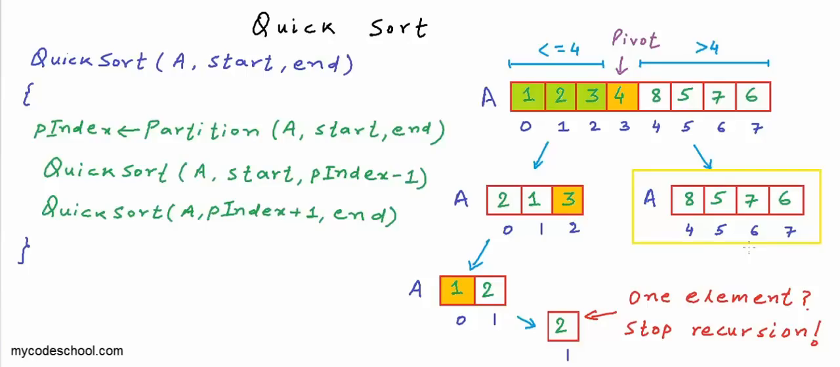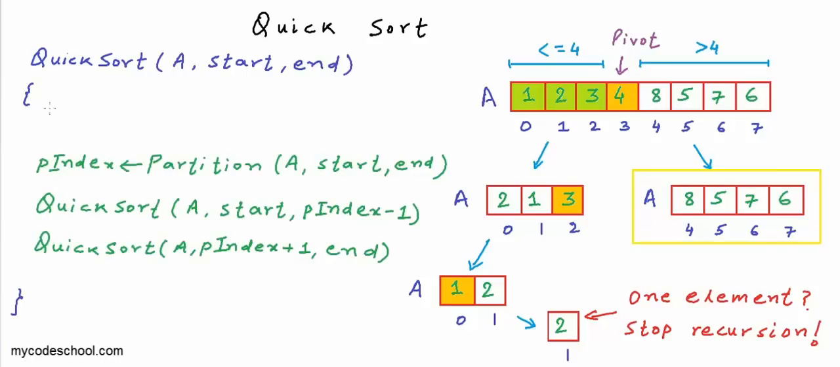As we had seen, we can exit if a segment is having only one element. So we can write something like this: if start of the segment is greater than or equal to end, then we can return, which will mean exiting the function. Why start greater than or equal to end and not just start equal end? Well, start greater than or equal to end will take care of two things.